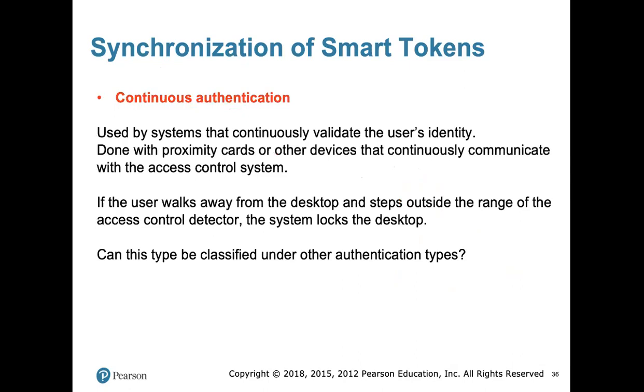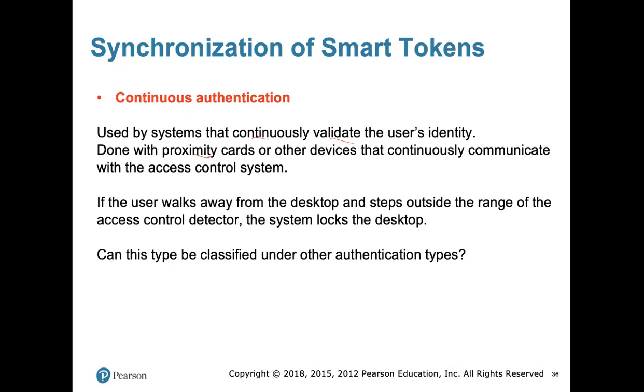And the third way of synchronizing smart tokens that work based on dynamic password generation is continuous authentication. Continuous authentication has a limited application, and it is used by systems that continuously validate the user identity. They mostly work based on the proximity of the token with respect to the authentication server.